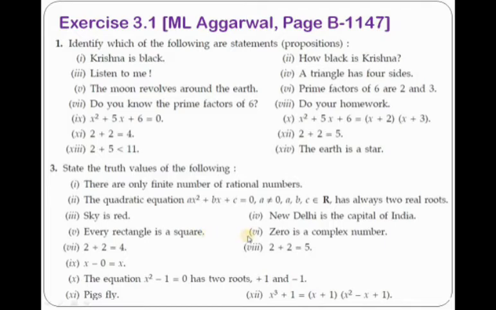Okay, number 6. 0 is a complex number. Since you have not done complex numbers, I'll directly tell you the answer. So it's going to be true. Okay, very good. So we have question number 7 with us. So 2 plus 2 is equal to 4. Obviously true. Next is false. Okay, x minus 0 is x. This is also true. Okay, so the equation x squared minus 1 equals to 0 has two roots, that is plus minus 1. Obviously true. Pigs fly. False, right? And number 12. Number 12 is true, right?